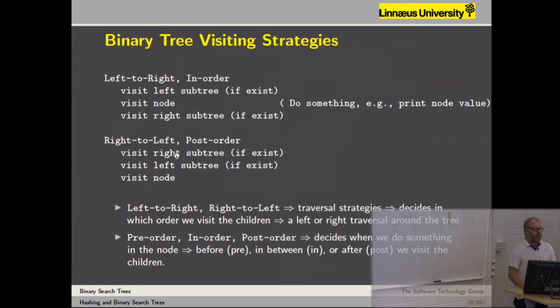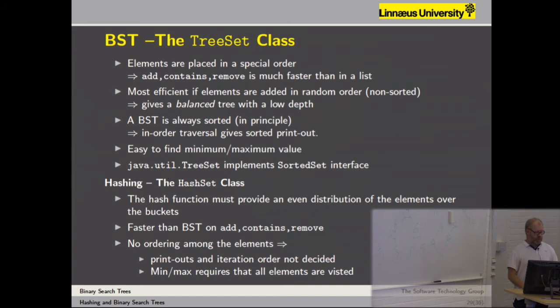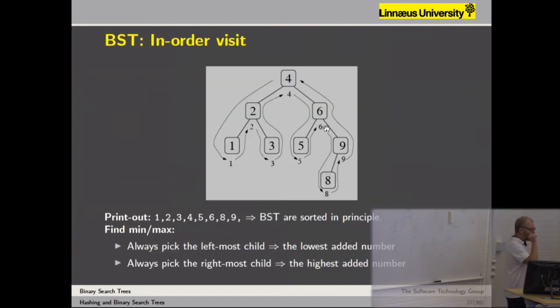Take a look at this one. We start by visiting the right child, and then the left child. And once we have visited both children, then we are printing the node. Let's say that I should apply this one on this tree. It says, take a right to left traversal. That means we should go in this way now. And the last thing we do in every node is to print its value. Here we would print 8, 9, 5, 6, 3, 1, 2, and 4. Did it make sense?